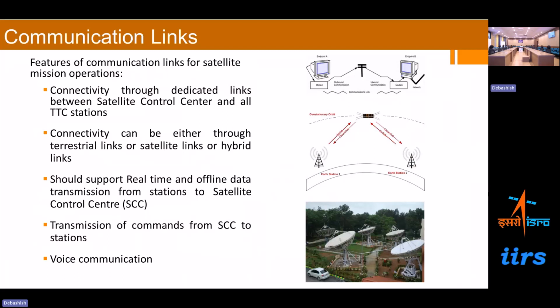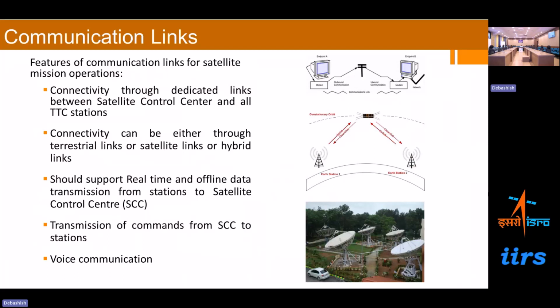Through the communication link. So connectivity through a dedicated link, we need to have a dedicated link between the spacecraft control center and all the TTC stations. The connectivity can be a terrestrial link like optical fiber, or through a space link. We can use a satellite link also. Some of the GSATs we are using for this link purpose. Then the data can be generated in real time, and also offline. Real time data should flow with minimum latency. Offline data also needs to be flown through this network.